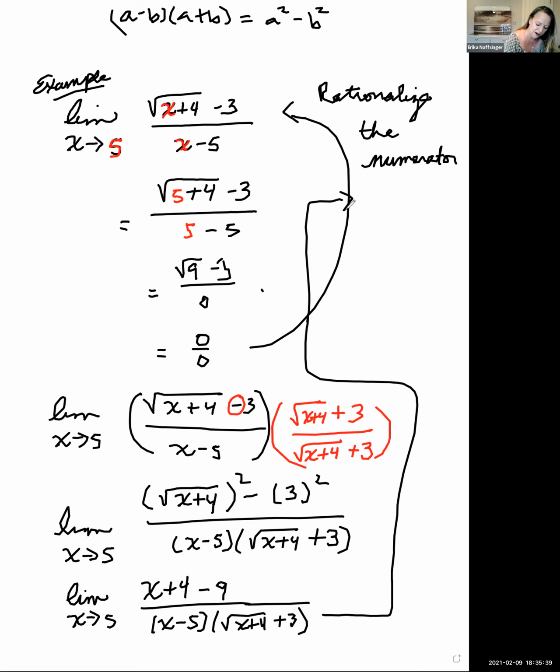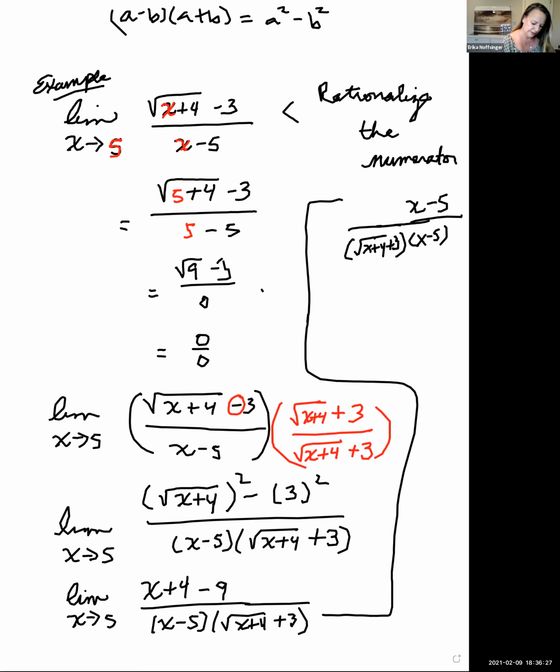So I'm running out of room, so let's just pull it up here. If I look at combining like terms in the numerator, I have the limit as x is approaching 5. Well, x plus 4 minus 9. Well, positive 4 minus 9 is negative 5, so x minus 5, all times the denominator, this x minus 5. Gosh, I ran out of room. Let's put it in front. And we had the square root of x plus 4 and then plus 3. And we have the limit of this as x was going to 5.